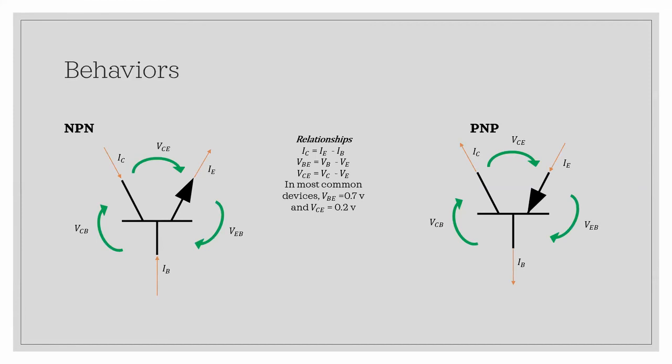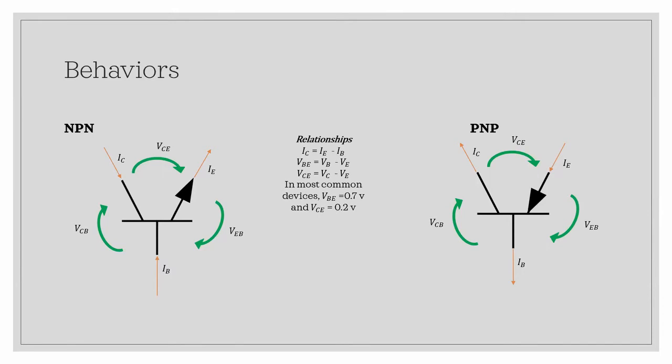Just based purely on the previous wiring diagrams, we can tell that the emitter current has to be equal to the sum of the base and collector currents. We can also base this on Kirchhoff's current law applied to those previous circuits we were just looking at. Then the voltage difference between the base and the emitter, if we were using silicon, is 0.7 volts. And the difference between the collector and emitter is 0.2 volts.